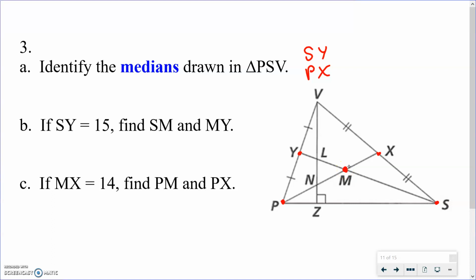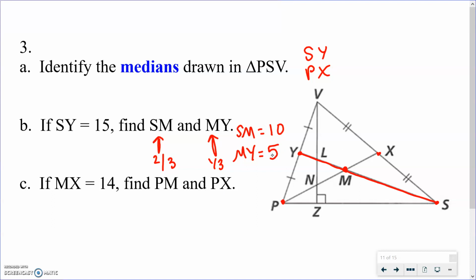The third one would intersect there if we drew it in as well, but it's not on this picture. We're going to use that piece of information to figure out these missing pieces. It says if SY, this whole length here, is 15, then what is SM and MY? Well, we know that SM is 2/3 because it's going to the vertex. So SM is 2/3 of the distance, and MY is going to be 1/3. SM is 2/3 of 15, which is 10, and MY is 1/3, which would be 5.